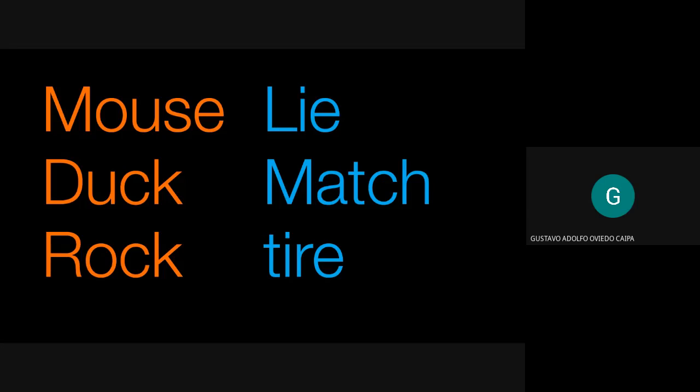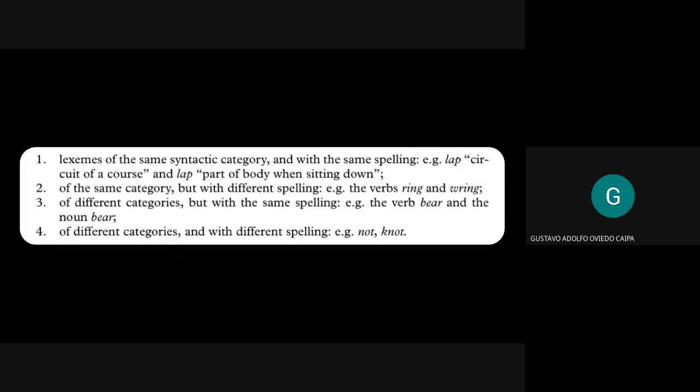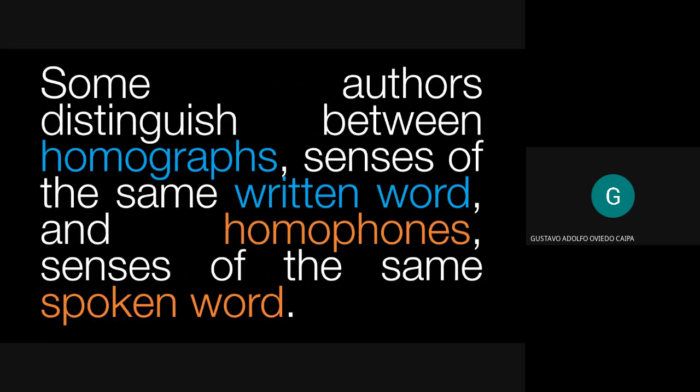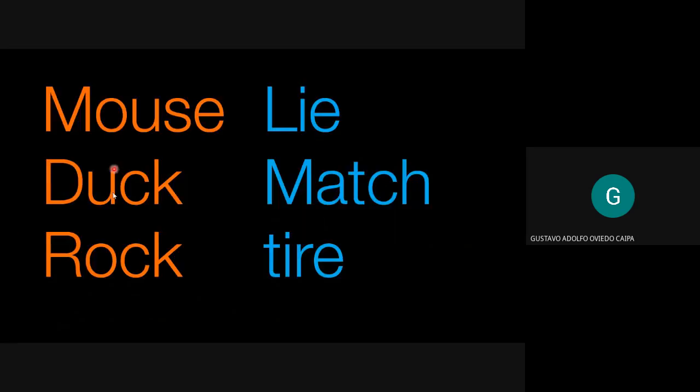So let's see some more aspects of homonyms. Okay, we already talked about this, lexemes of the same syntactic category, but with the same spelling. All right, we're gonna see something else. All right. So for some authors, some linguists, some people like to believe that there are different types of homonyms. So some linguists would like to say that a homonym, a true homonym, would be a word that has the same spelling and the same pronunciation. So for example, these words right here would be quote unquote true homonyms.